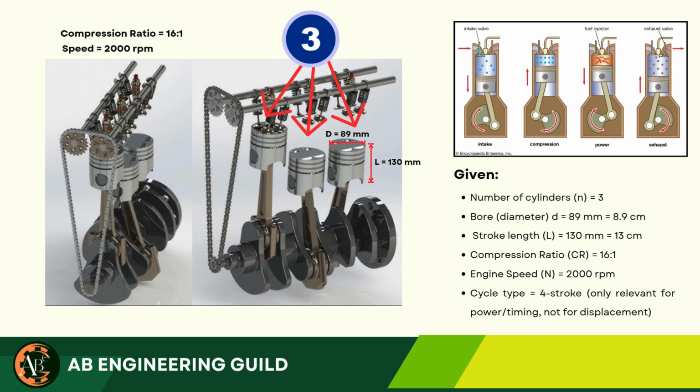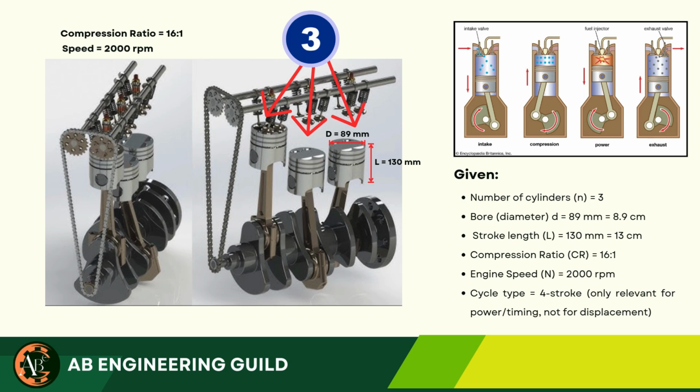Next, we have the engine speed, which is 2,000 revolutions per minute. This tells us how fast the crankshaft is turning, and it affects how often the displacement volume is swept each minute. However, it does not change the size of the displacement itself. Finally, we're told that the engine operates on a 4-stroke cycle. This is relevant for timing and power delivery, but again, it does not influence the displacement calculation.